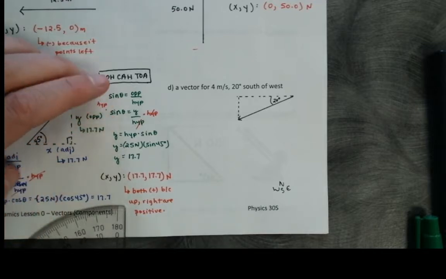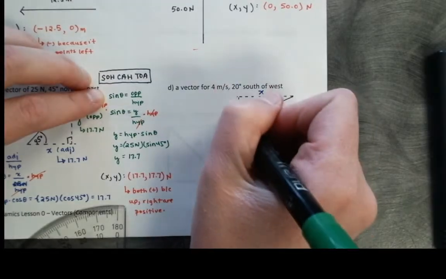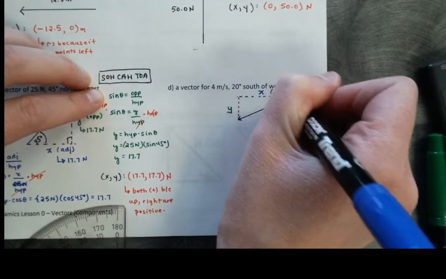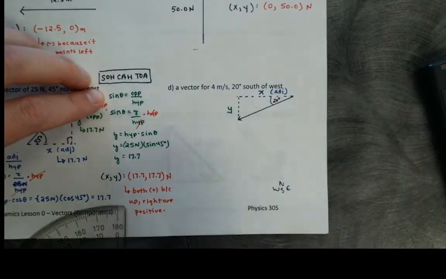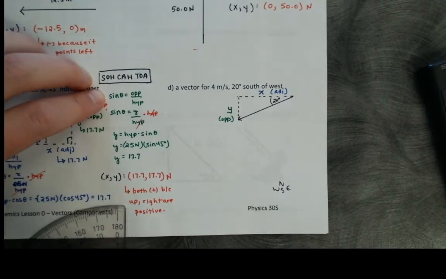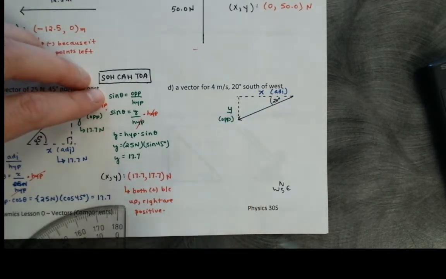Okay, so I'm going to still use blue for x, green for y. This is still our adjacent side, and then y is still our opposite. Okay, we like to set it up so that x is always adjacent and y is always opposite. Okay, just kind of how we do.